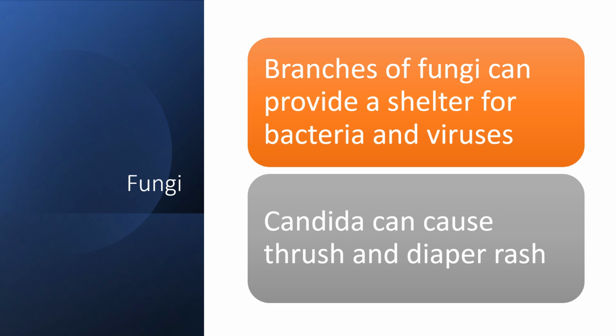So fungi, back to talking about fungi. Branches of fungi can provide a shelter, so they can work in conjunction and help that bacteria or virus thrive by providing a shelter for it to hide underneath. There are different types of fungi, but Candida can cause thrush, which is a very uncomfortable type of rash that either babies get or even adults. It's typically found on the tongue. It's very uncomfortable. Fungi is also responsible for diaper rash in babies.